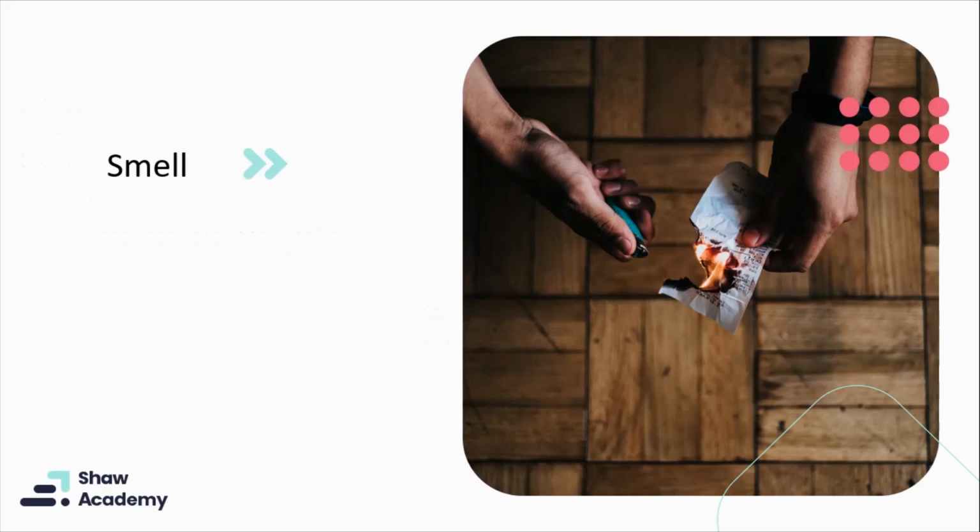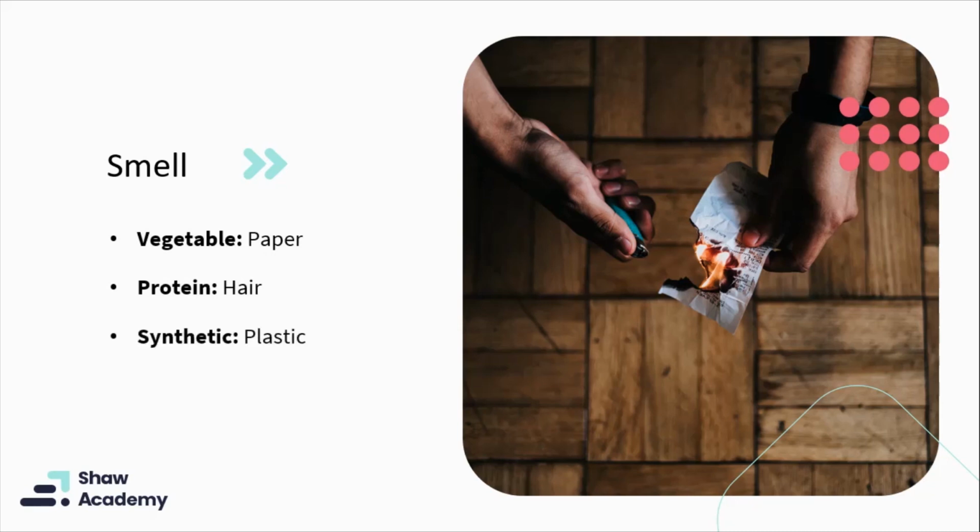What it smells like can tell you a lot about a fiber. Vegetable fibers smell like burning paper. Protein fibers smell like burning hair, and synthetic fibers smell like burning plastic or have a chemical odor.